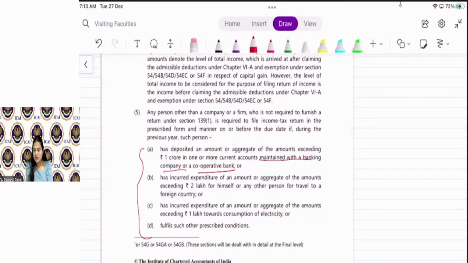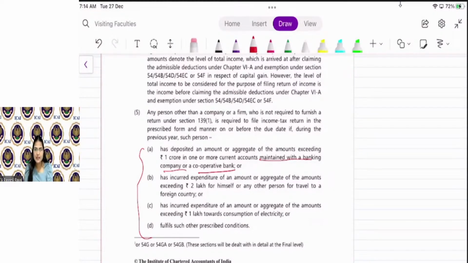Now you may ask the question: how would they know that we have incurred foreign expenditure of more than 2 lakh? In the TDS chapter, we discussed this on the foreign tour package. The tour operator will collect TCS, so the amount of TCS will be reflected in your 26AS, and based on that, the government will come to know that you have purchased a foreign tour package.